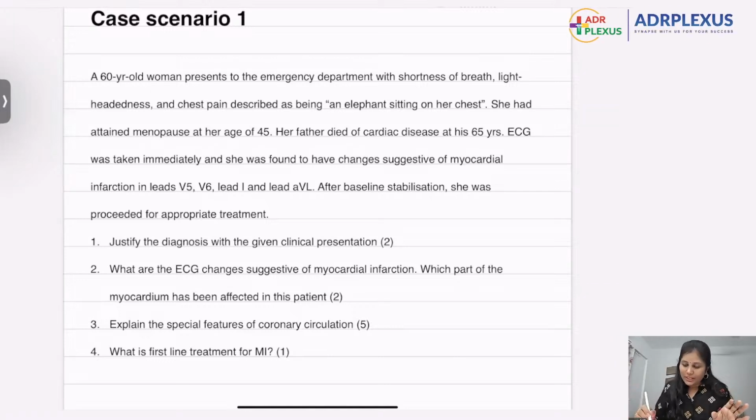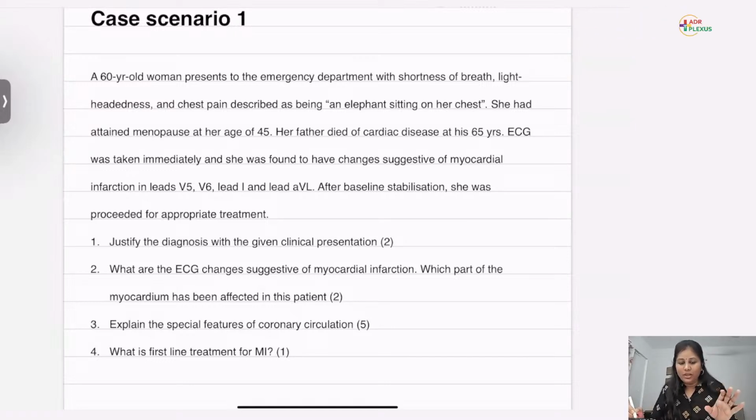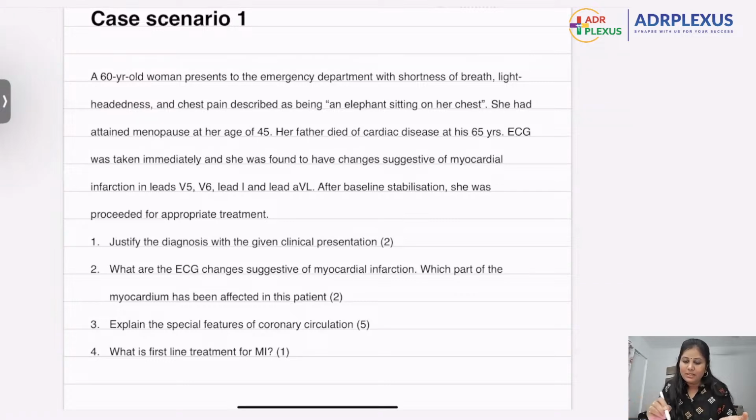In this case scenario, you can easily decode that it is myocardial infarction. In fact, the diagnosis has been given in the case scenario itself. Sometimes they will ask the diagnosis. They give the ECG finding or the clinical presentation and they ask for the diagnosis. But here the diagnosis is already given. But from the given history, you have to justify the diagnosis. You have to give the clinical presentation and justify why it is MI based on it.